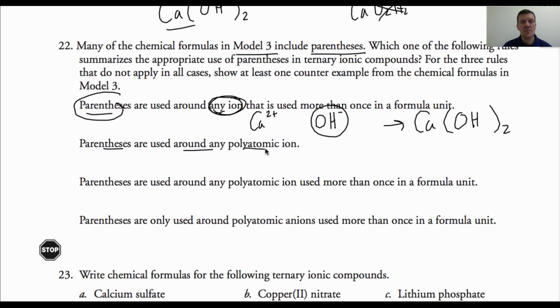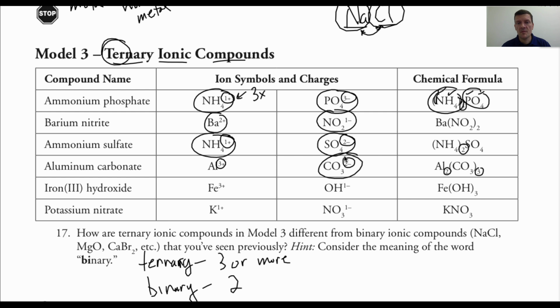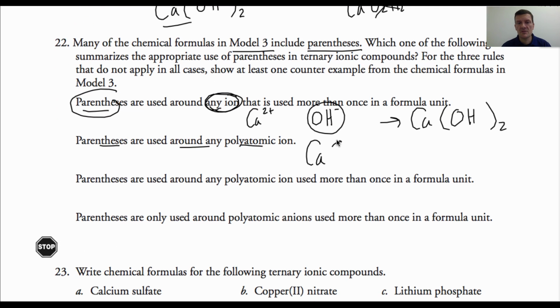Parentheses are used around any polyatomic ion. No, that's not true. You don't have to have it around a polyatomic ion if it's not showing up multiple times in the compound. So, for example, calcium carbonate. I think carbonate is a -2, if I'm not mistaken. All right, carbonate -2. Calcium is a +2, so calcium carbonate. I just need 1 calcium, +2. I need 1 carbonate, the whole ion, which is a -2. I just need 1 of each of those. I don't need any parentheses there.